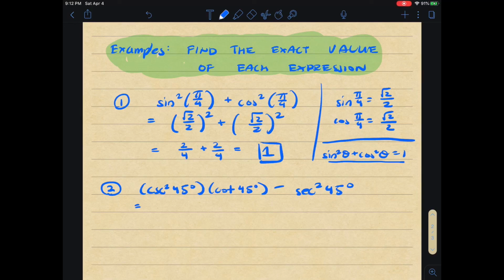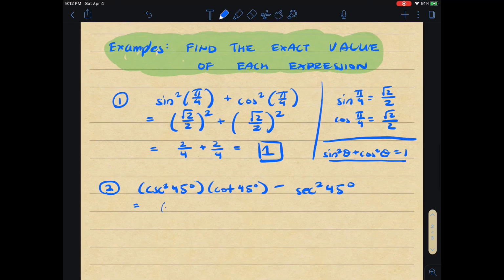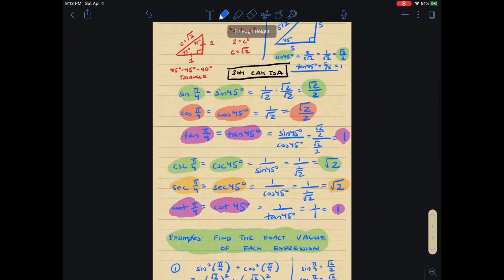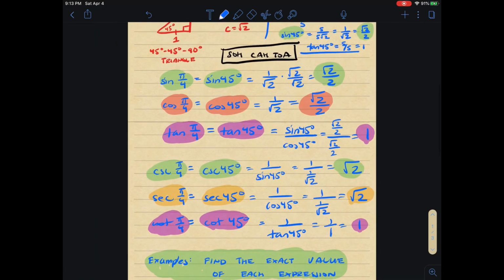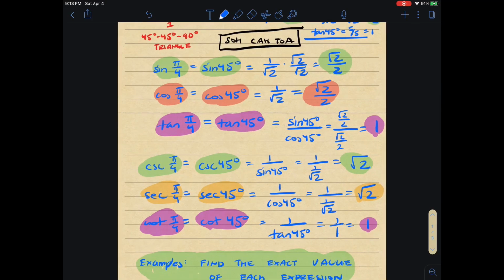So cosecant squared of 45 degrees, right? Cosecant of 45 is square root of 2. So that's the value you want to square. Cotangent of 45 is just 1. Minus, and then secant squared of 45, you're just going to square square root of 2. From here, you're going to just carefully simplify it. This will become 2 minus 2, and this should be 0. So make sure you review these 6 trig functions and their values at 45 degrees or pi over 4 radians.